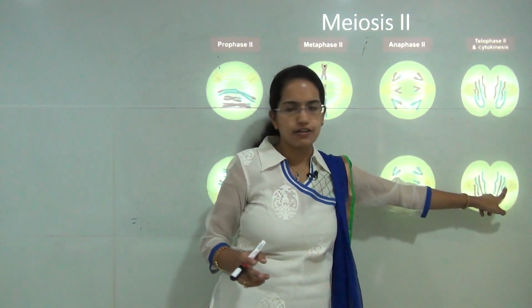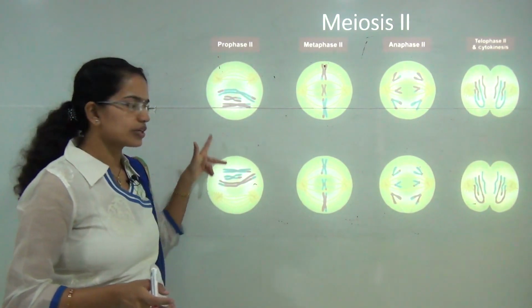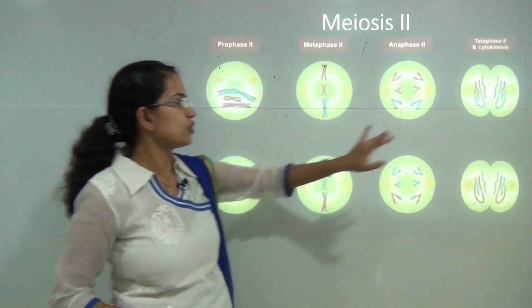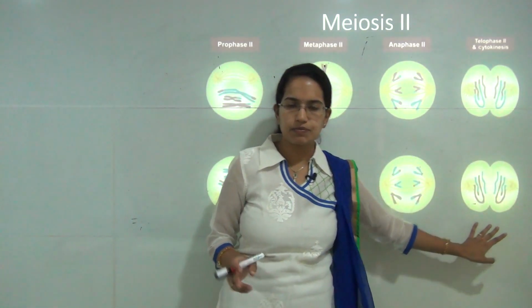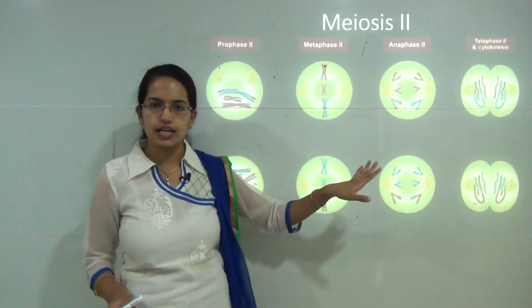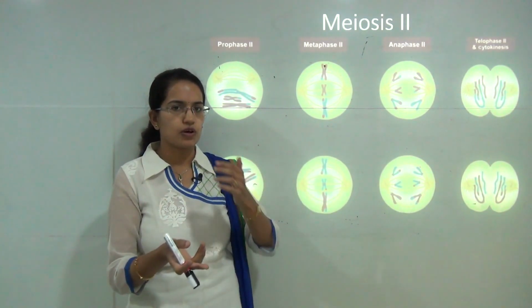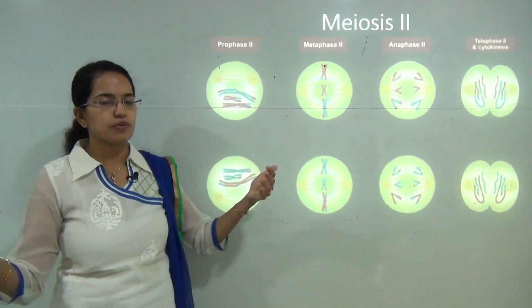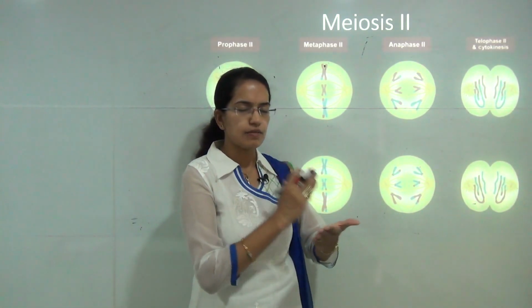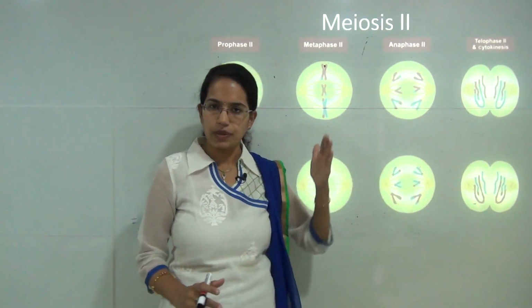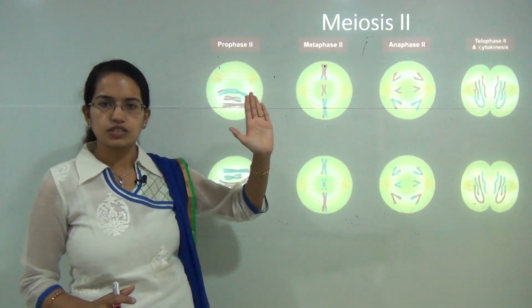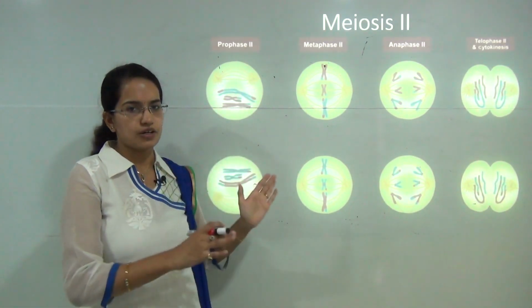So 1, 2, 3 and 4 haploids are formed from the 2 daughter cells that were produced under meiosis 1. So these 2 came from meiosis 1, and from these 2 you have the 4 haploid cells that are finally produced under telophase 2. Now after telophase 2 the cytokinesis would occur. The cytoplasm division remains the same, either by the cleavage method in animal cells, or by cell plate formation as in plant cells. So you have phragmoplasts formed in plant cells. That is again the process of cytokinesis, which is similar to mitosis.